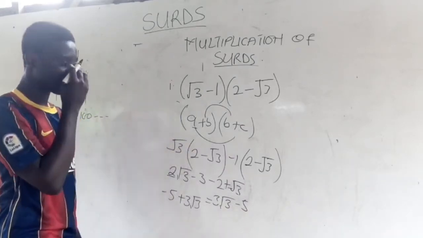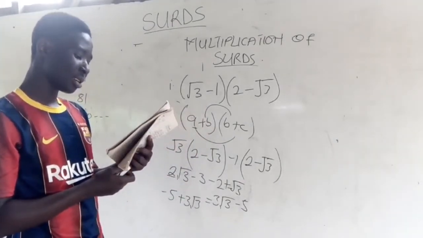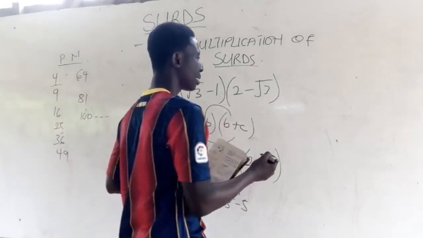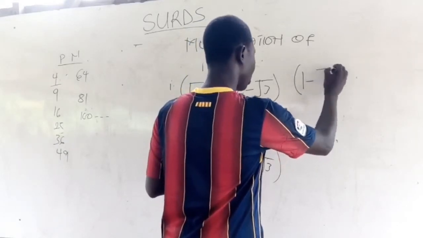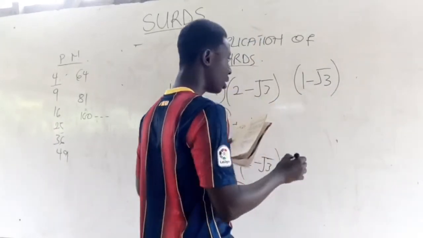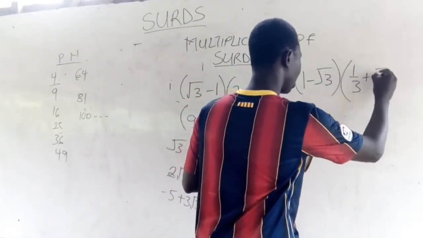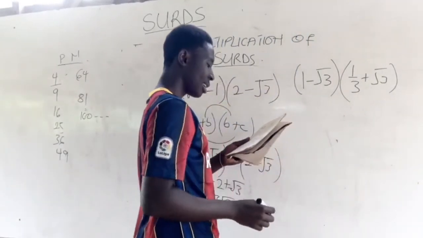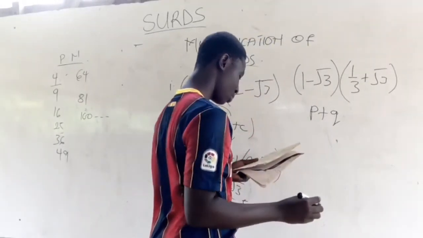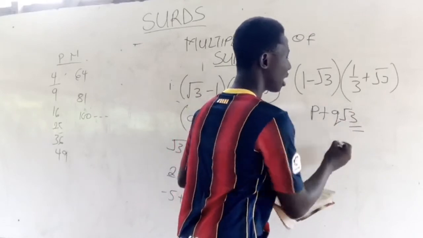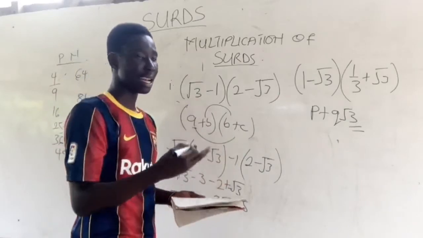Either is correct. Now another question is, we are to simplify 1 minus root 3 into 1 over 3 plus root 3, and give your answer in the form p plus q root 3. So can you solve this and let me know your answer in the comment section. Let me know the value for p and q.